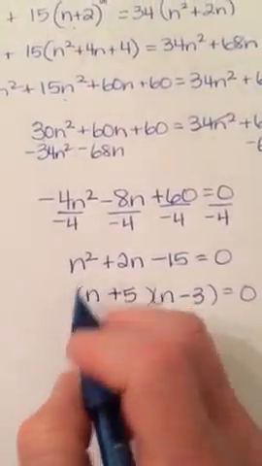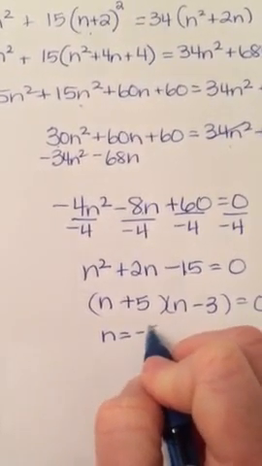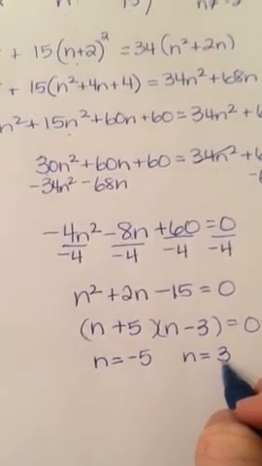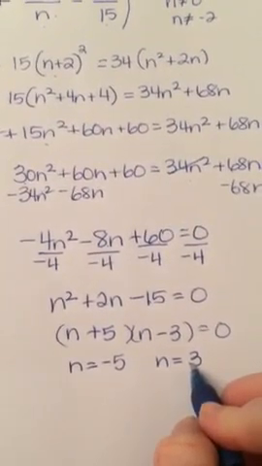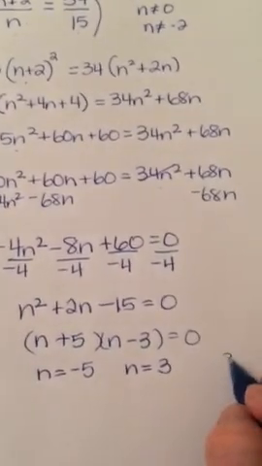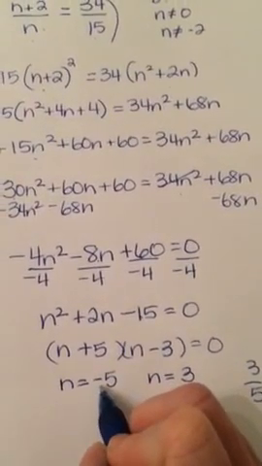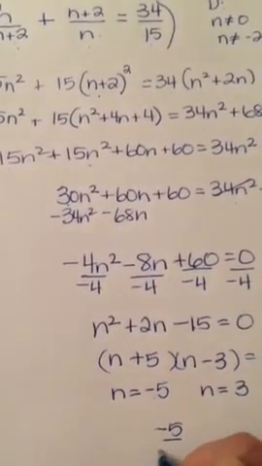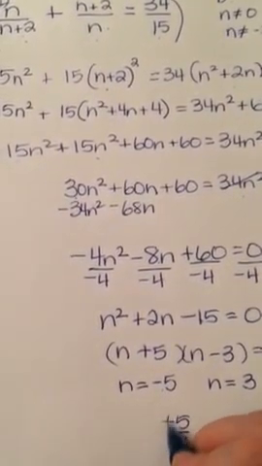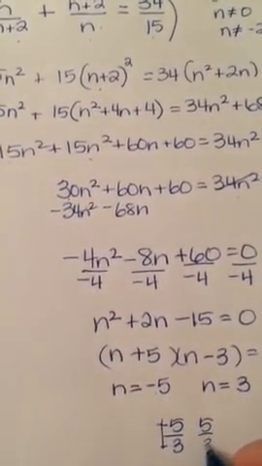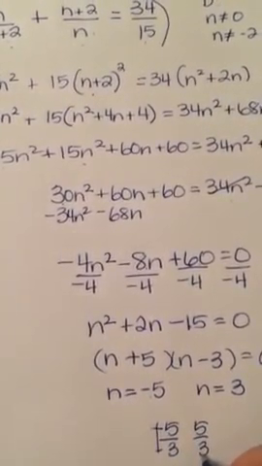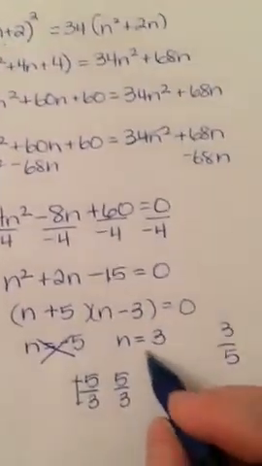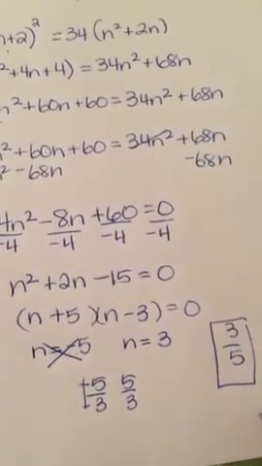All right, so I'm getting closer. Set each one equal to 0, so n equals -5 and n equals 3. All right, so if n is 3, then the fraction would be 3/5. And n can't be -5, could it? Because if it's -5, I would get -5 over -3, which would give me 5/3, and the denominator would not be 2 greater than the numerator. So n cannot be -5, so it would have to be 3/5.